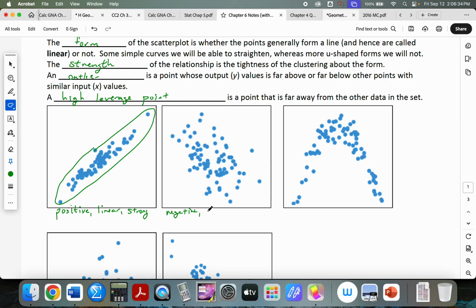Linear or nonlinear? It's linear, but is it strong or is it weak? Yeah, it's fairly weak.